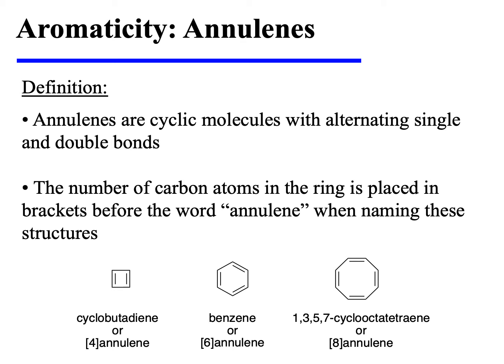The first molecule, which we've seen previously, is known as cyclobutadiene, but it could also be called [4]-annulene. Benzene could also be called [6]-annulene, and cyclooctatetraene could also be called [8]-annulene.